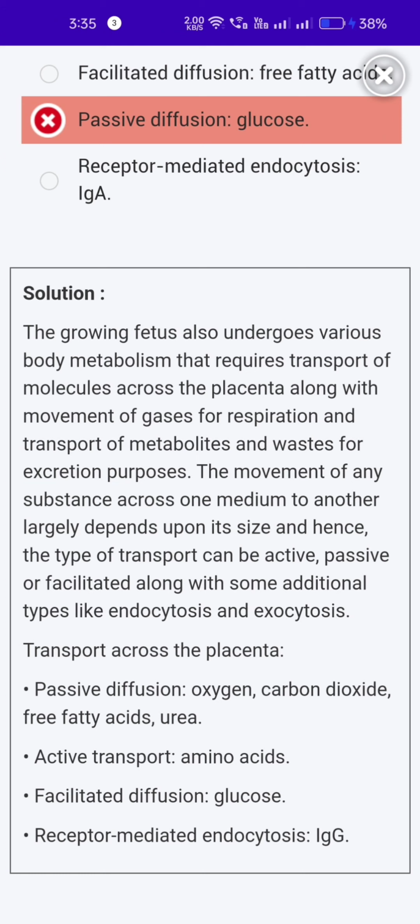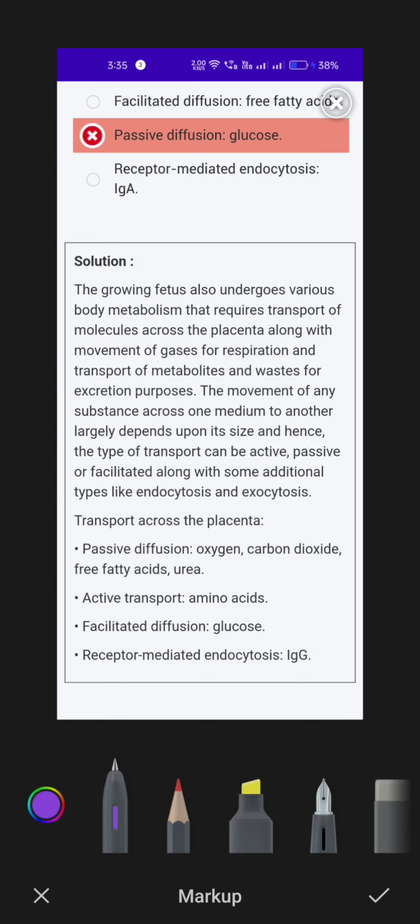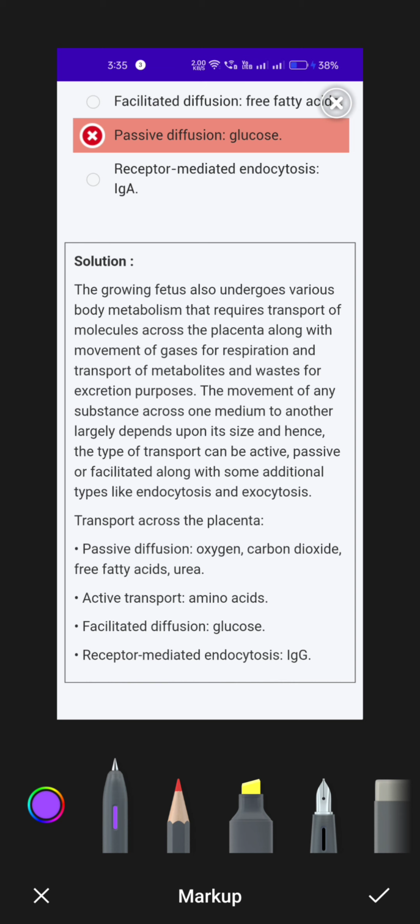So, transport across the placenta is as follows. Passive diffusion, without any carrier protein: oxygen, carbon dioxide, free fatty acids and urea are transported via passive diffusion. Amino acids are by active transport. Here is one mnemonic: active transport, amino acids, A and A.